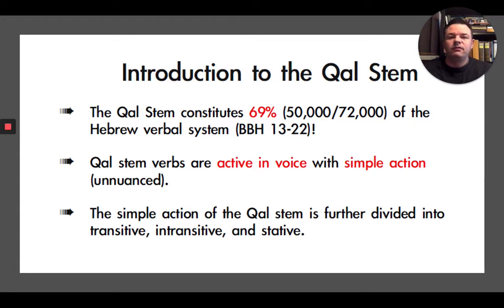So the Qal stem, if you remember, there are 7 main stems in Hebrew. The Qal stem comprises almost 70% of the verbs that are found in the Old Testament. So it is the most common, and you can see 50,000 of the roughly 72,000 stems that are used in frequency. Almost 70% are Qal verbs. The Qal stems are in active voice and have simple action. They're not nuanced like a reflexive, like the Hithpael stem. And the simple action of the Qal is further divided into transitive, intransitive, and stative.